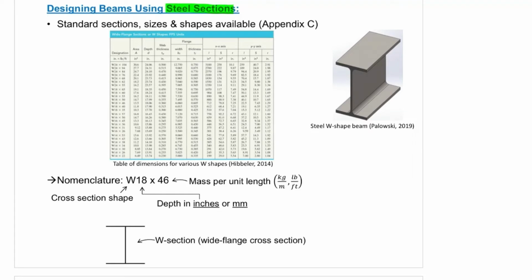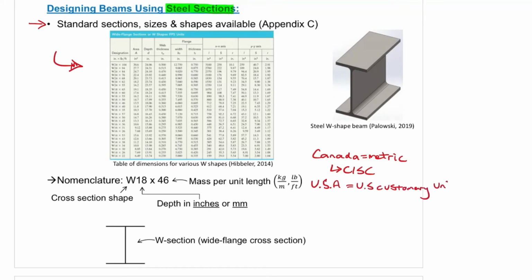When we design beams, steel sections come manufactured in rolled shapes. The standard sections, sizes, shapes, and properties are available in Appendix C of your textbook. An example of that table can be seen here. In Canada, when we design steel, we use metric sizes and we reference the Canadian Institute of Steel Construction. In the USA, they use the US customary units, which is similar to the imperial system, but not the same, and they reference the American Institute of Steel Construction.